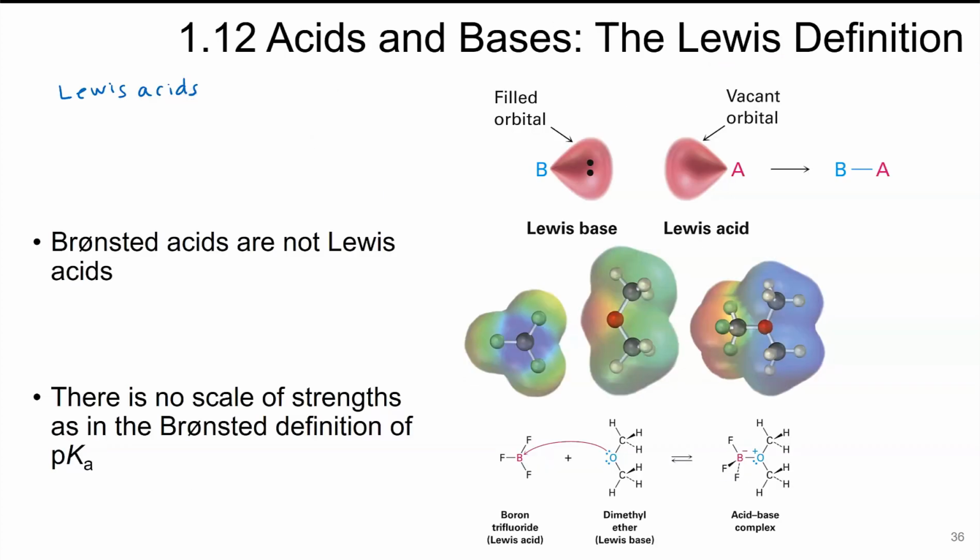So Lewis acids are different from Bronsted acids. Lewis acids are electron pair acceptors. So we're dealing with electrons here and not protons. And the Lewis base is an electron pair donor. Bronsted acids are not Lewis acids because they can't accept an electron directly. Only a proton would be a Lewis acid.